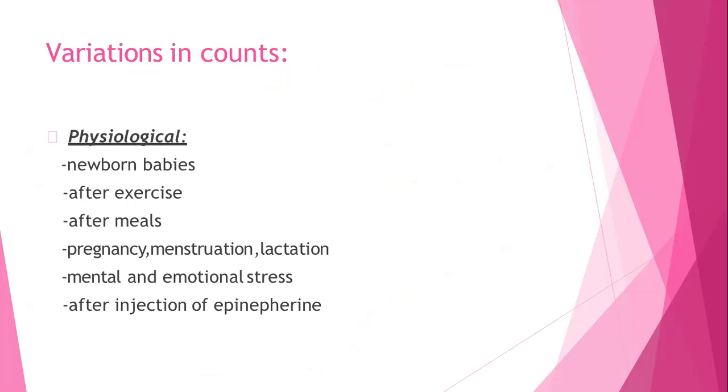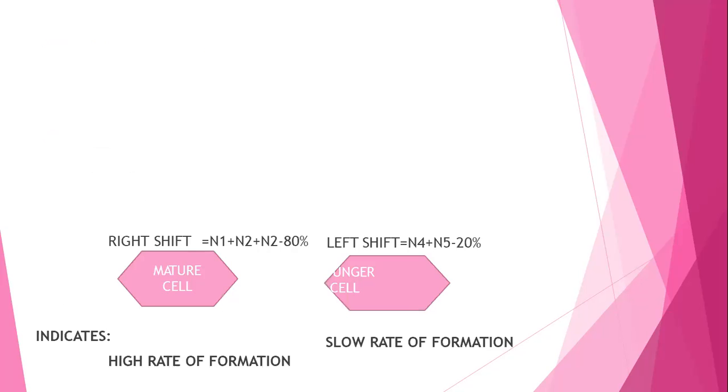Now, what are the different variations? The physiological variations: we have seen that the age, of course, is counting. The newborn babies will be having much more count. After exercise, it increases. After meals also, it increases. During pregnancy, menstruation, lactation, it is showing increase. In mental and emotional stress also, it is showing change. And after injection of epinephrine. So these variations will be physiological variations.